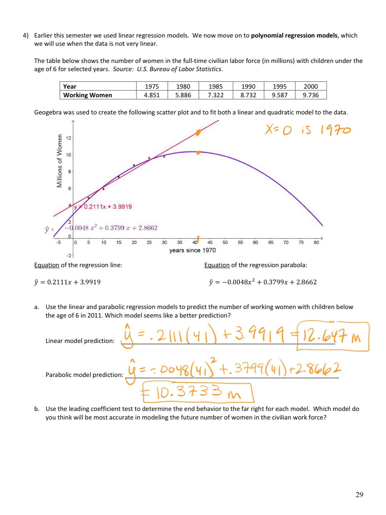So using the leading coefficient test to determine the end behavior to the far right for each model, I want to think about which will be most accurate in modeling the future number of women in the civilian workforce. So for the line, it is a first degree, which is odd, positive leading coefficient, which means right arm up, left arm down. And for the quadratic, it's an even degree with a negative leading coefficient, which means both arms down. Okay, so I'm interested in the future, so the far right end behavior. So the linear model shows an increase, and the quadratic model shows a decrease in the long-term prediction for number of women in the workforce with children under 6 years old.